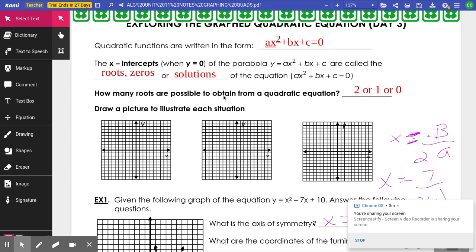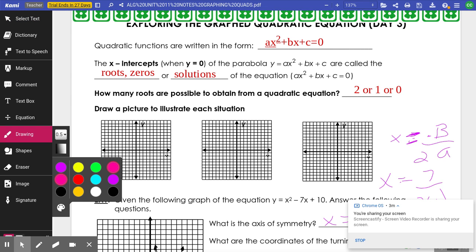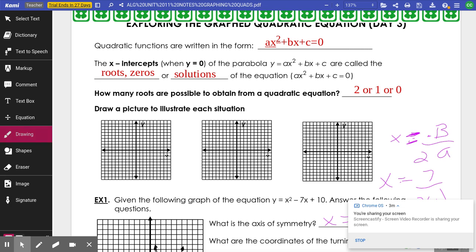So I'm going to show you, and by the way, they could be upside down or regular. If this a is positive, it's a regular U, and if that a is negative, it's an upside down U. So hopefully this stuff helps. All right, I'm going to start with 2 solutions, or 2 zeros, or 2 roots. Okay, what would that look like? Well, it would have to cross twice. So this is upside down. All right, let me try to make that a little thicker so that you can see. All right, and there's my U-shape, and hopefully you see it crosses 2 times.